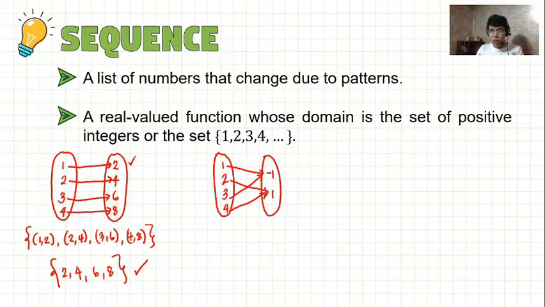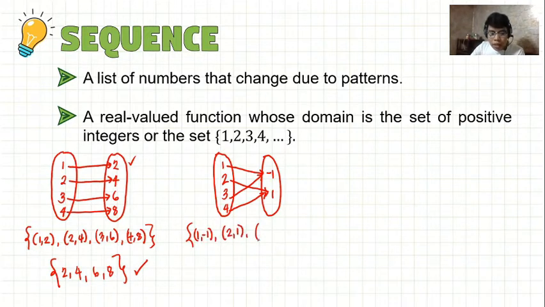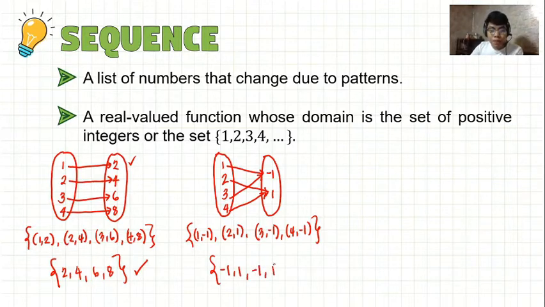Now, if we write this in a list of ordered pairs, we will have (1, -1), (2, 1), (3, -1), and (4, 1). So indeed, this is a function. Now, how are we going to write this in sequence form? 1 is mapped to -1, meaning the first term is -1. 2 is mapped to 1, so the second term is +1, the third term is -1, and the fourth term is +1. So, we have this sequence.